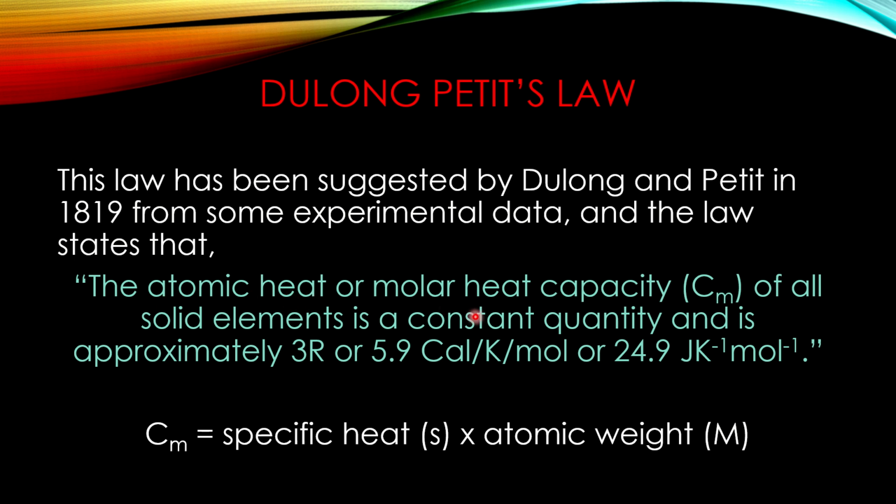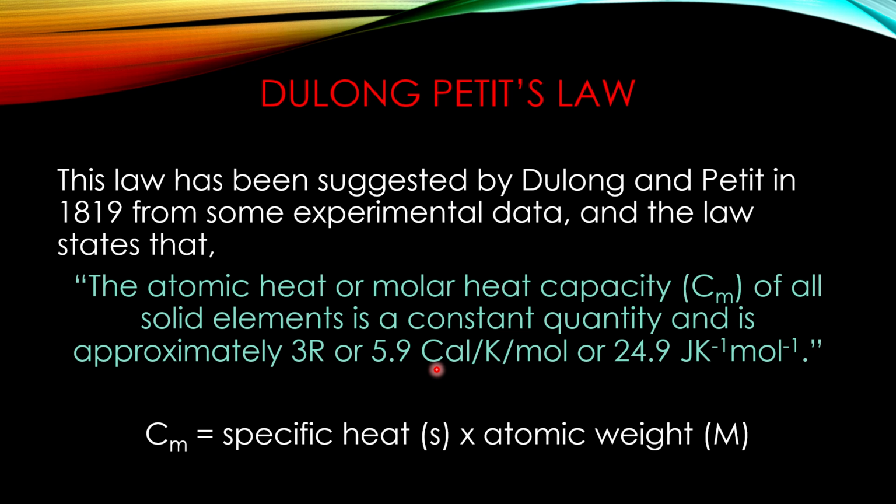The atomic heat or molar heat capacity, that is C or Cm, of all solid elements is a constant quantity and is approximately equal to 3R or 5.9 calorie per Kelvin per mole, or in the SI unit it is 24.9 joule per Kelvin per mole. So they have suggested that all the solids, maybe metal, maybe non-metal, have the heat capacity C or Cm. Initially, it was found to be 6.4 calorie per Kelvin per mole. But after some correction, it was found to be equal to 3R or 5.9 calorie.